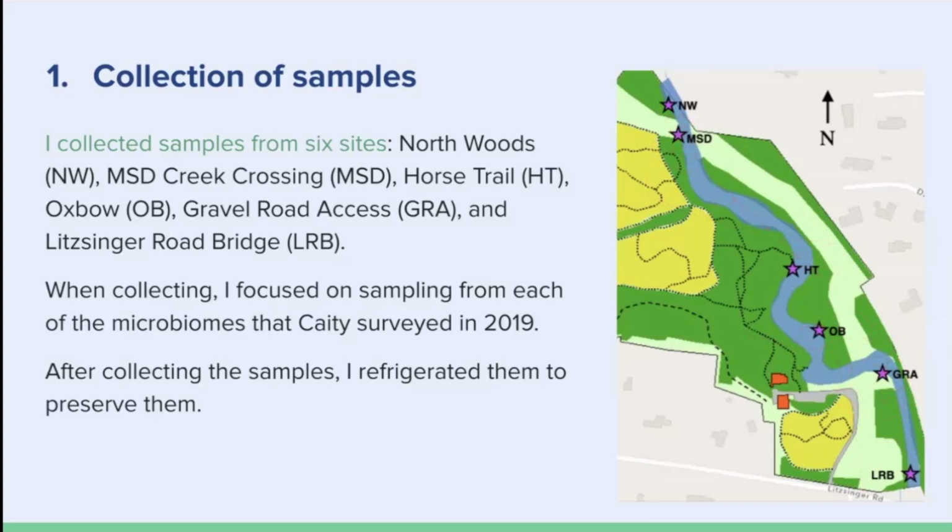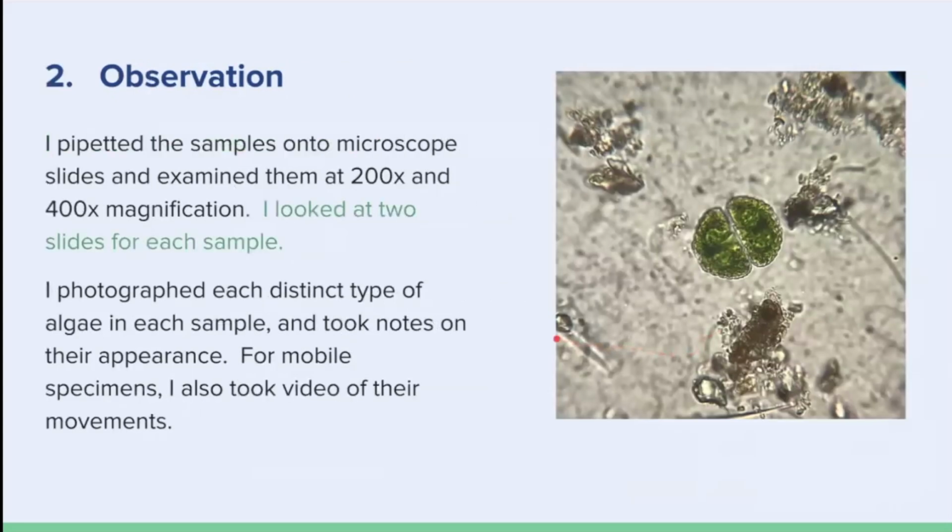And when I was sampling, I also focused on sampling the microbiomes that Katie surveyed in 2019, because her original study was focused on looking at differences between the microbiomes. And so I conveniently had a list of what she surveyed from, and I was able to collect from epiphytic, epilithic, stagnant water, slow moving water, sediment, etc. And then I collected the samples and I refrigerated them. And then I looked at them under a microscope.